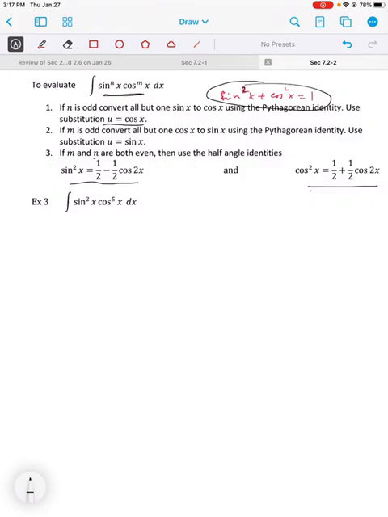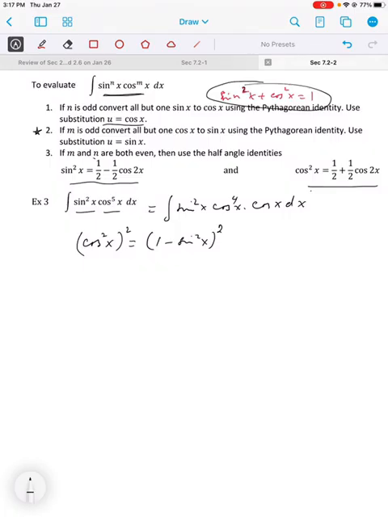Looking at the next example, we have sine squared x times cosine to the 5th of x. You can see this is the second case, so we have an odd power on cosine. We should write it as sine squared x times cosine to the 4th of x times cosine of x dx. Cosine to the 4th x is actually cosine squared x, whole squared, which means we can write it as 1 minus sine squared x, whole squared.